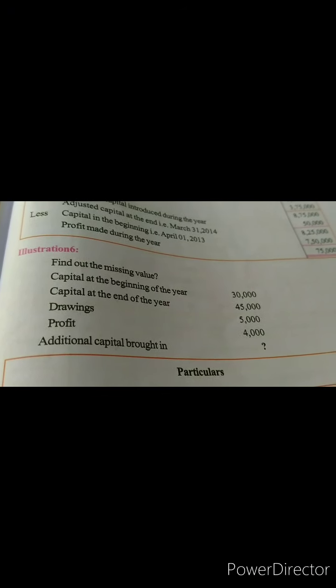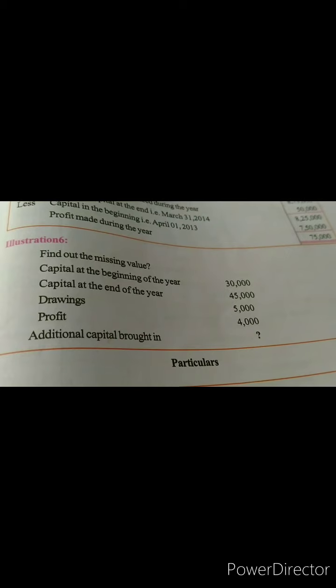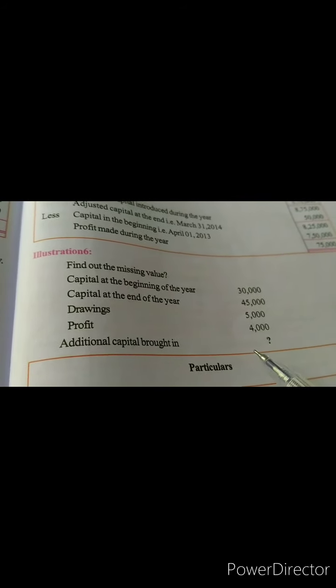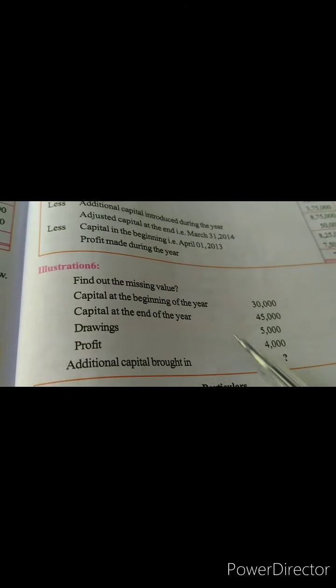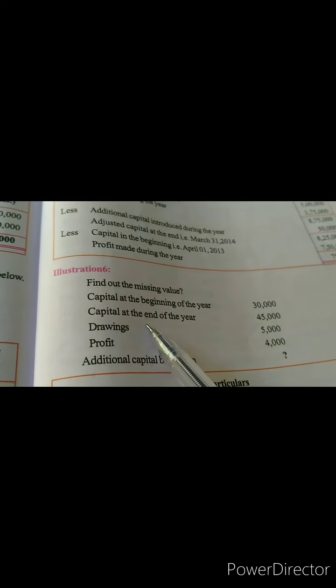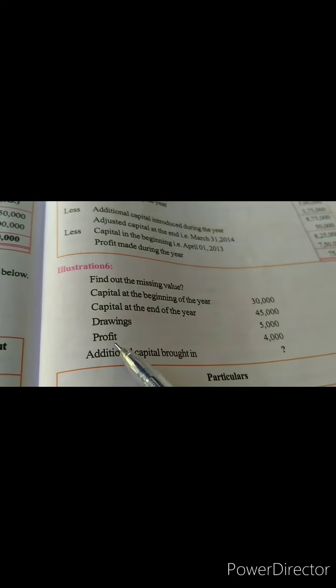It will be more clear when I explain illustration number 6. Just pay attention. So that's our illustration number 6. Find out the missing value. If you see the illustration very carefully, here the additional capital is missing. Rest all information we have: capital at the beginning, capital at the end, the drawings, and also the profit is given.